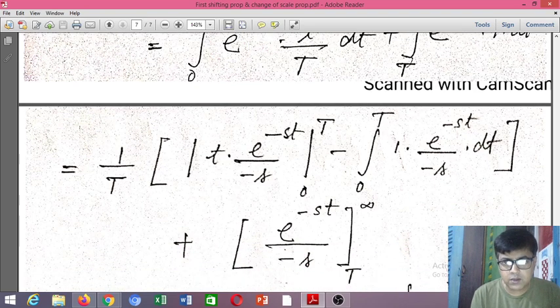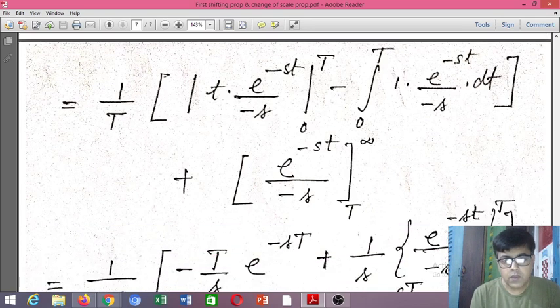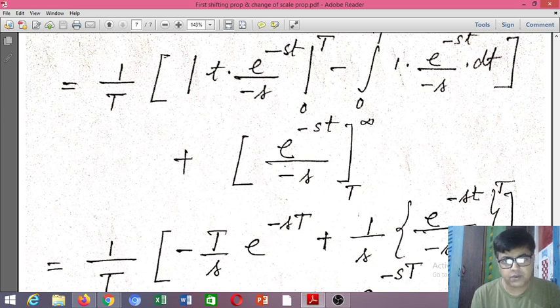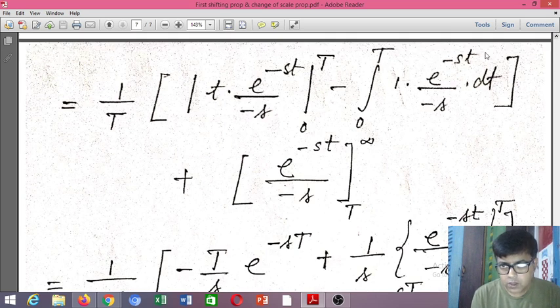And on the right hand side, the second integral is very simple. It is e to the power minus st by minus s from T to infinity. Now if you put the limits of capital T first, the fundamental theorem being applied, we get minus capital T by s into e to the power minus s capital T, plus at the lower limit, that is at 0, sorry, at 0 it is 0. Then for the next term it is 1 by s. We integrate e to the power minus st over here, and if you integrate it you will get e to the power minus st by minus s from 0 to T.